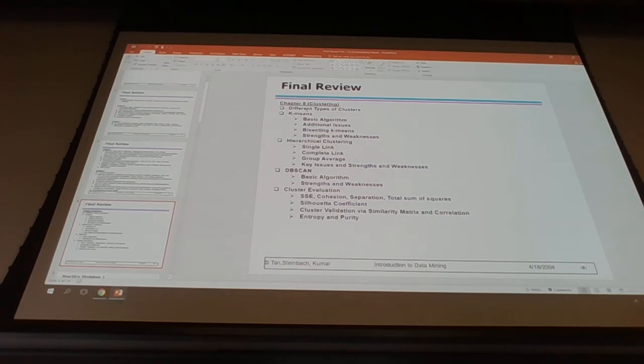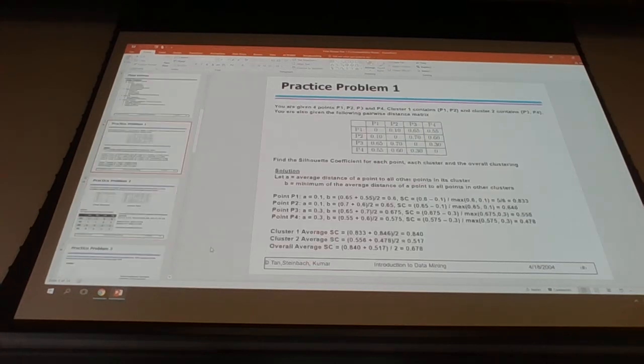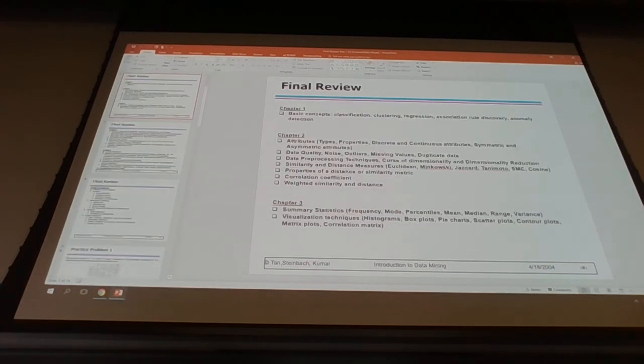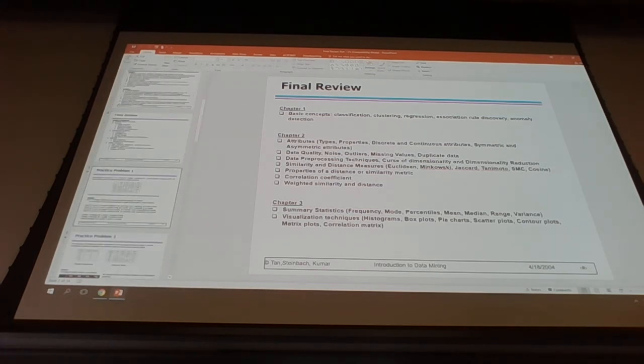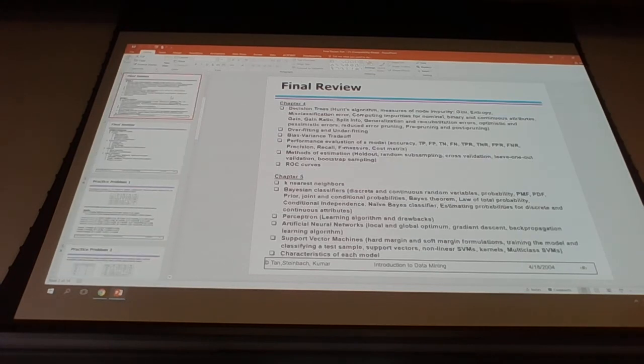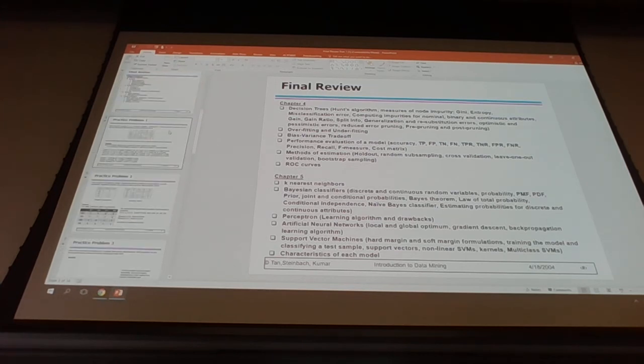So this is chapter 8, that is clustering. Right? So all these topics are there. I don't have the topics for the association rule mining here. So I will put the topics for association rule mining here. And then that will be the chapters for the final exam.